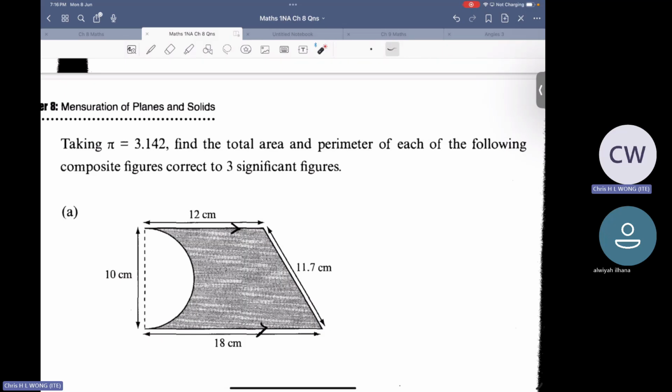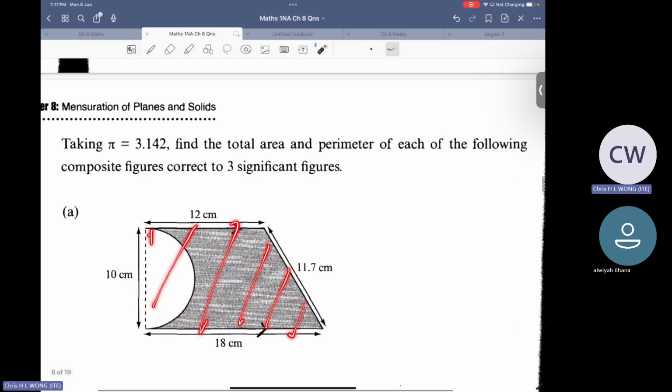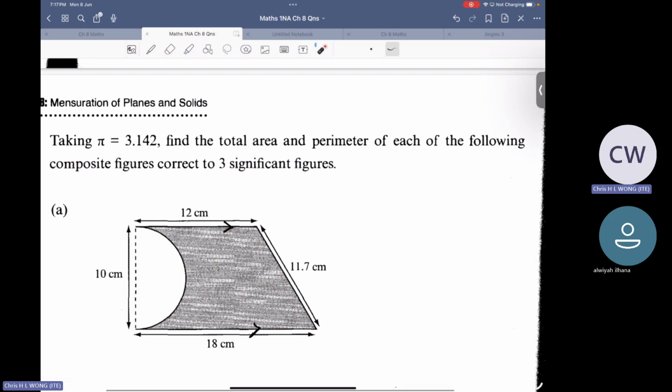All I need to do is to find the total area of the trapezium first. But this is not what I want, right? After finding the total area of the trapezium, I find the area of the semicircle here. Then I minus the second one from the first one, and you have the area of the shaded part. Let's start with the trapezium first. Everybody go and find the area of the trapezium on your own, please.